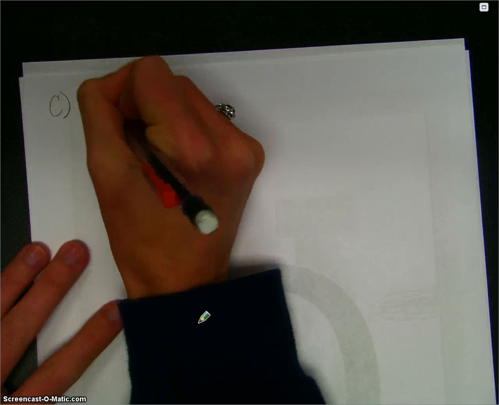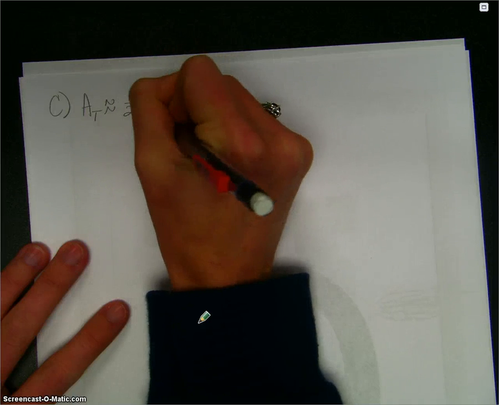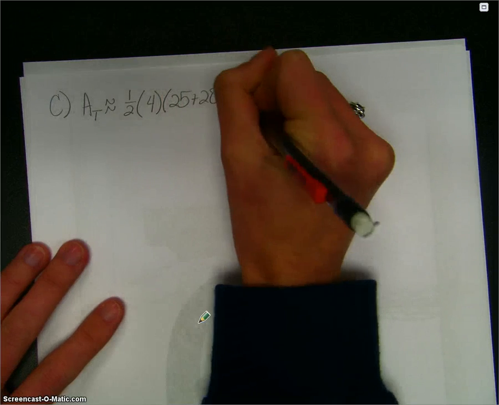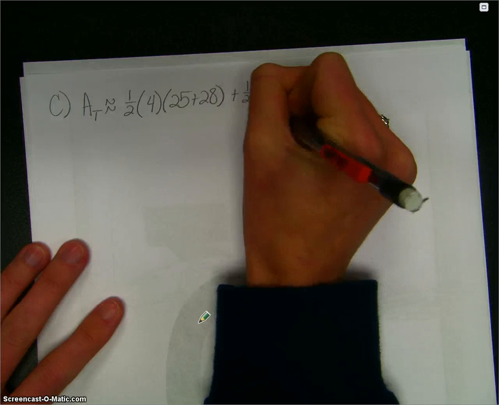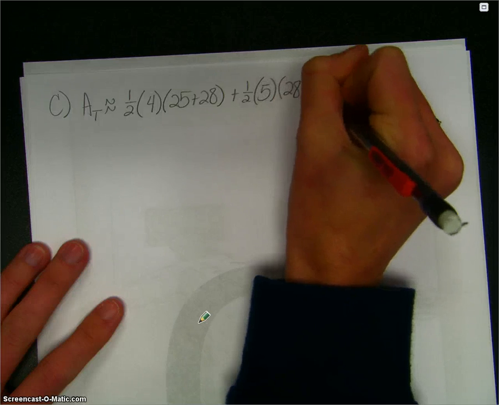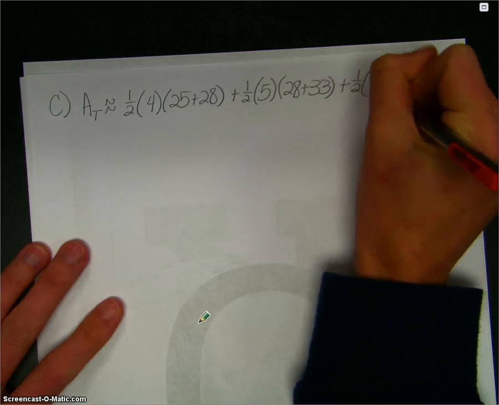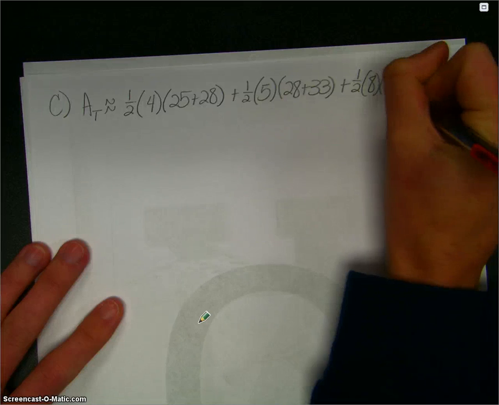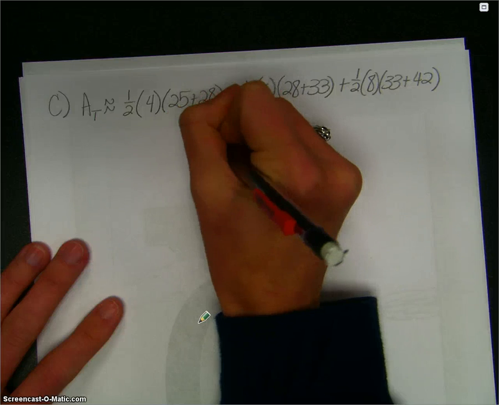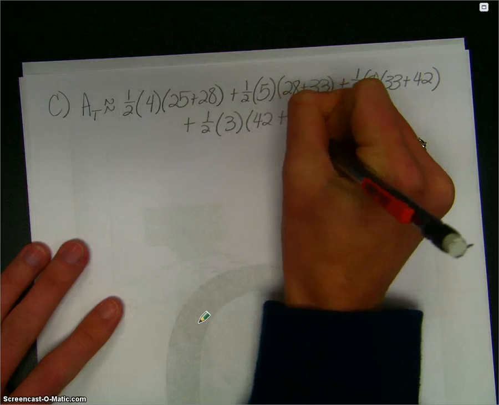So my area of my trapezoid is going to start with 1/2 for my formula, and my first height is 4, and then I want to do base 1 plus base 2. And then 1/2 of 5, the distance between 4 and 9, and then base 1 plus base 2. And then 1/2 of 8, and base 1 plus base 2, and 1/2 of 3 with base 1 plus base 2.